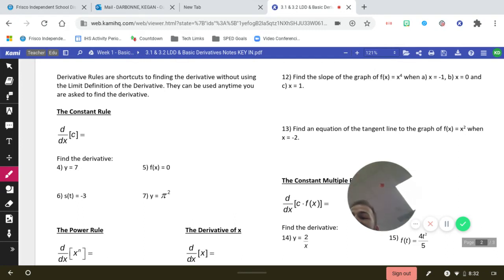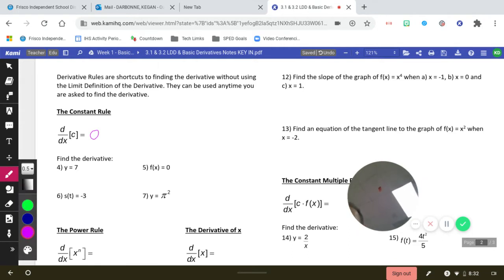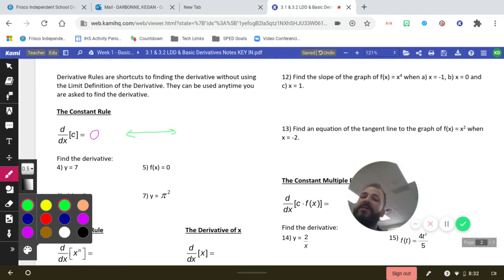So if I'm taking the derivative, remember that d dx means to take the derivative, of some constant c, then my derivative is just 0. Okay, because you think about it, if I have a function that's equal to a constant number, that function would just be a nice straight line. And what would the slope be along that straight line? Well, the slope along that straight line would be 0. So a function that would represent the slope of a constant at every point would have to be 0.